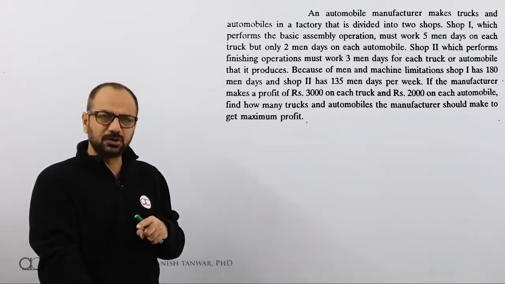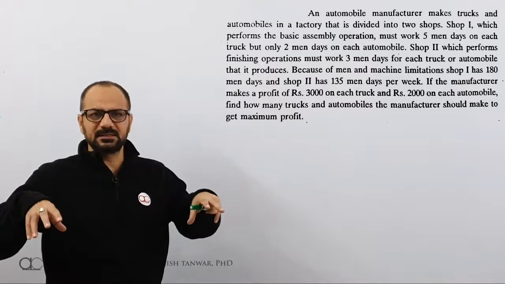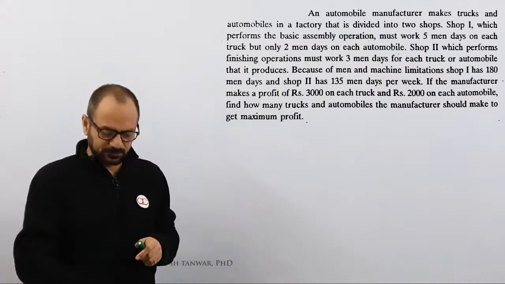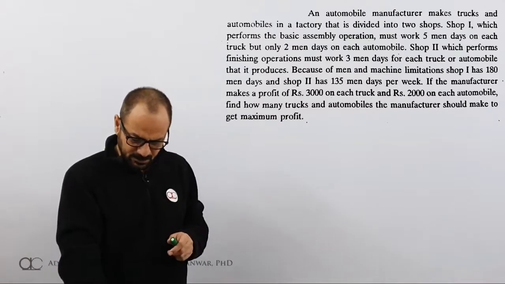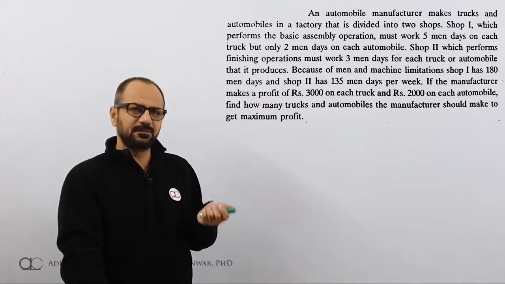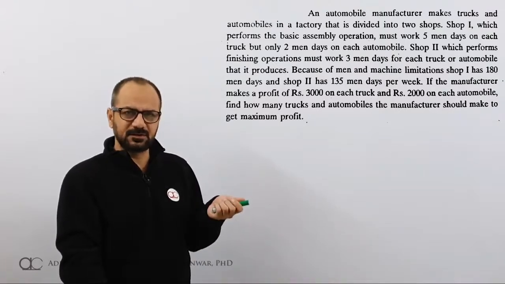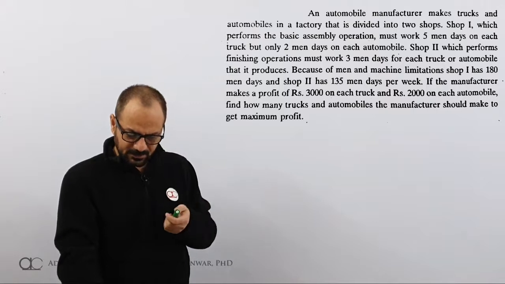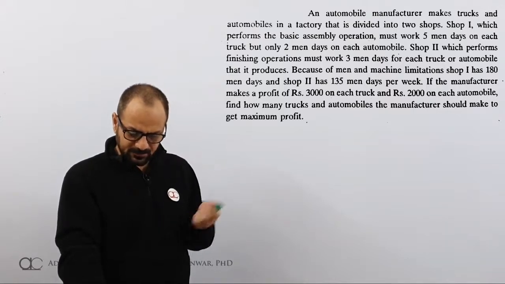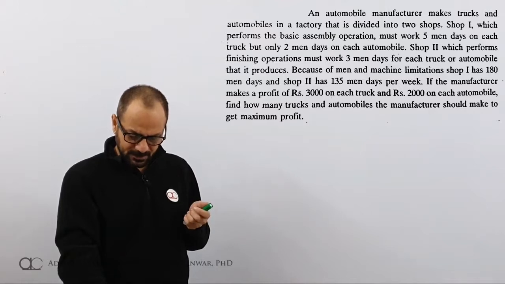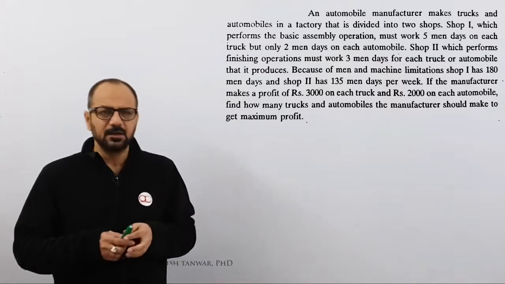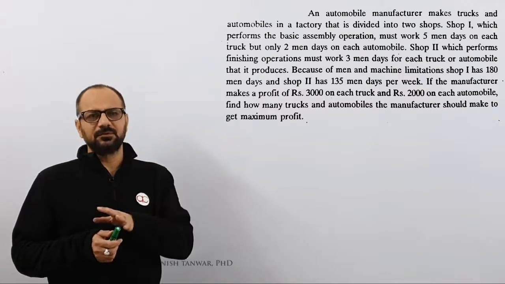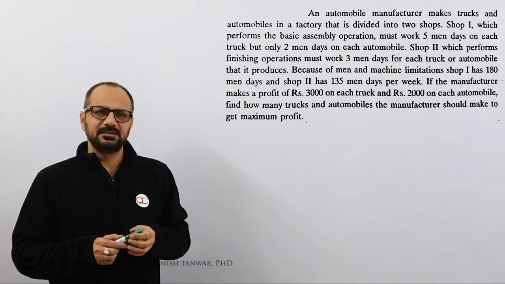Then the process moves to shop 2. These are not two separate plants, rather it is a continuation from shop 1 to shop 2. Shop 2 performs the finishing operations. The first one was shop 1, which performs the basic assembly: 5 man days for truck and 2 man days for automobiles. Then we come down to the finishing job. In finishing, we are moving on to shop 2. There we have a requirement of 3 man days for each truck or automobile. So, it is 3 man days for either truck or automobile, whatever you are bringing to shop 2, it takes 3 man days for the finishing work.